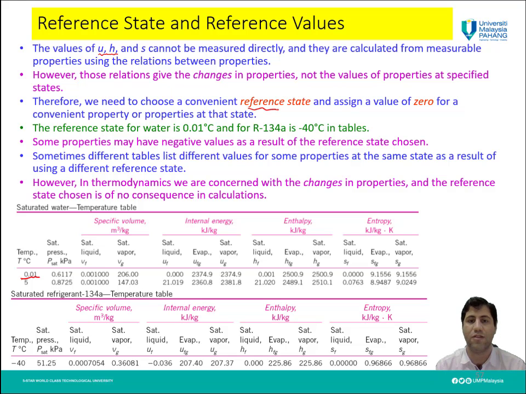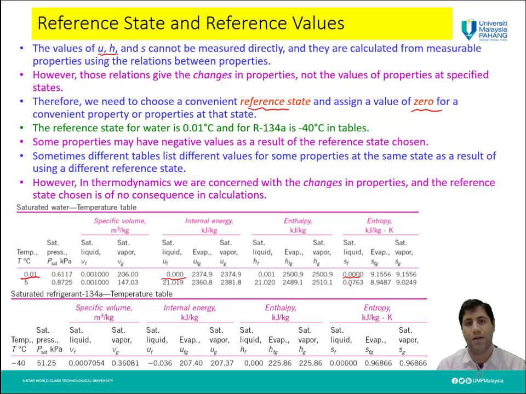This reference state, which we select, is an imaginary reference, and we assign a value of 0 for a convenient property or properties at that state, like what we have here. For example, here you can see the Uf is assumed to be 0, and also Sf. You can see this is our reference value for the saturated water.